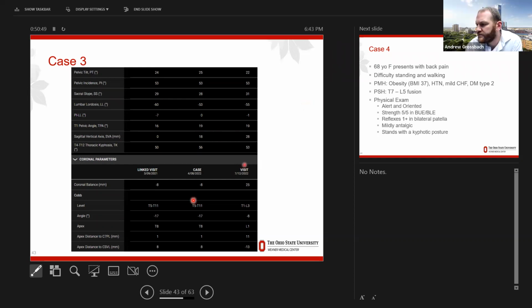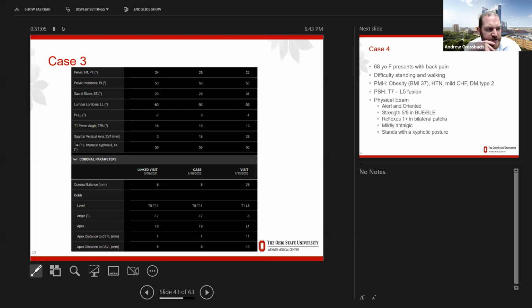One question on here: are these preoperative measurement plans age adjusted? Yeah, they are, and you can specify your preference if you want to use age adjusted sagittal balance goals or not.